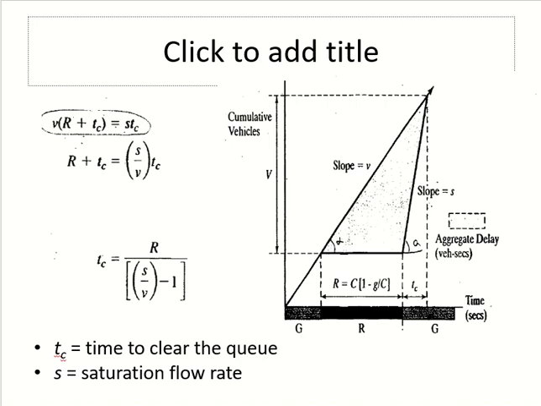Now, this is the line for arrival. The slope of this line is number of vehicles upon time, right? Flow rate. So small v is the flow rate of vehicles arriving. Now I want vehicles in which time? R plus TC, right? So small v, vehicles per unit time, multiplied by R plus TC, gives the number of vehicles in the queue.